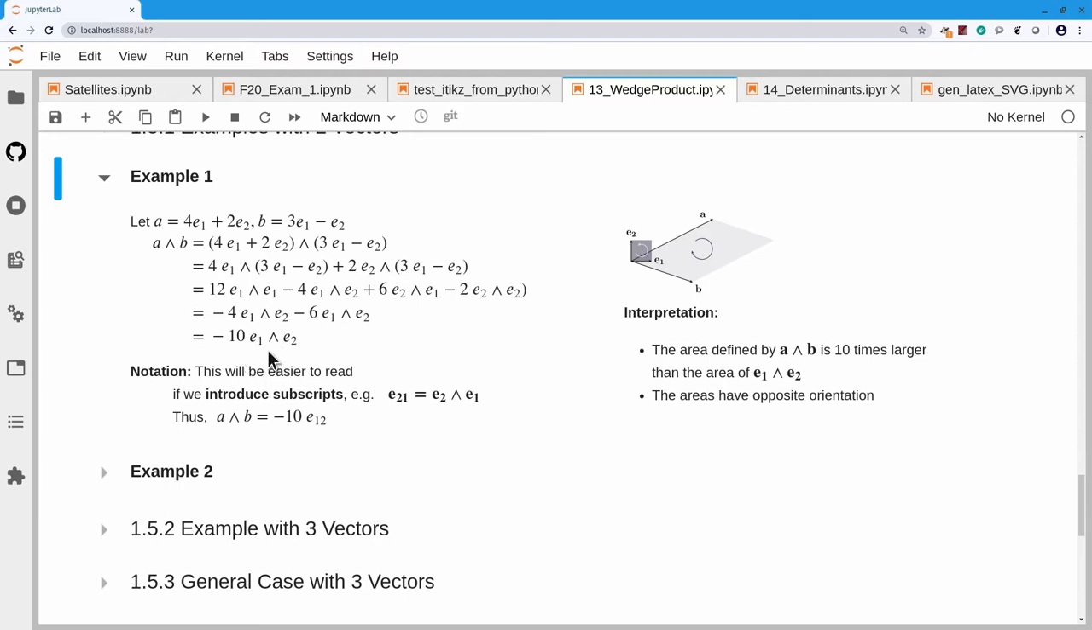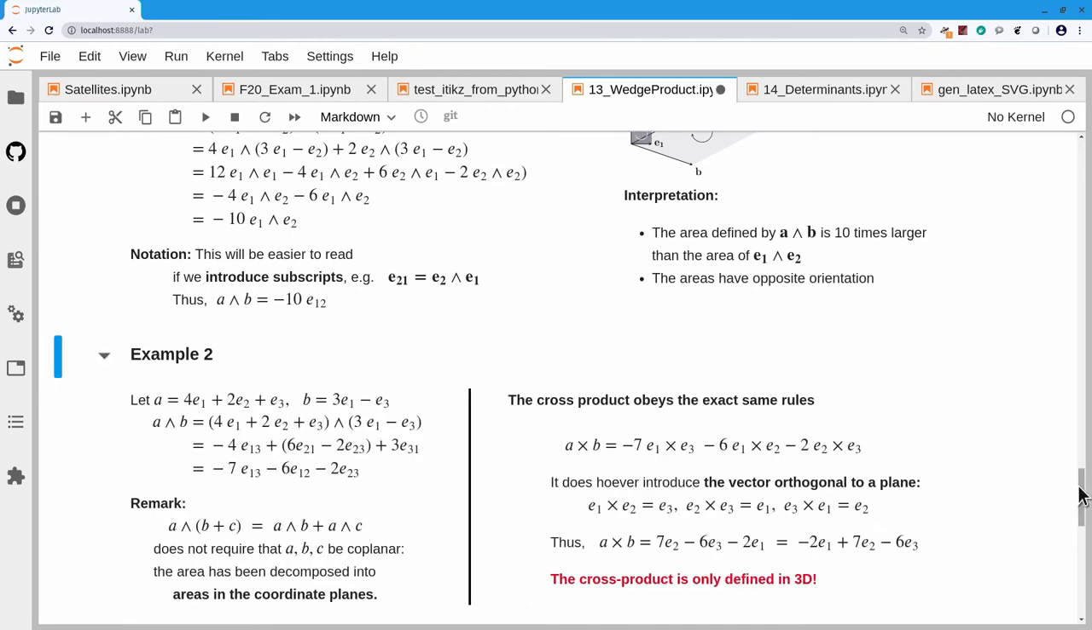The notation is going to be a bit easier to read if we introduce subscripts. Instead of writing e2 wedge e1, I'll simply write e with a subscript 2 and a subscript 1 in the order in which the terms appear in the wedge product. So my result was A wedge B is equal to minus 10 e12. The area of the parallelogram defined by A and B is minus 10 times the area defined by a reference parallelogram e1 e2. The minus sign means the areas have opposite orientation.